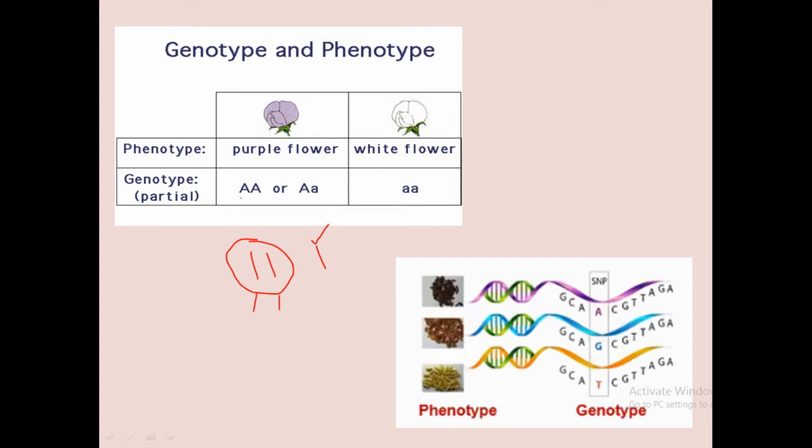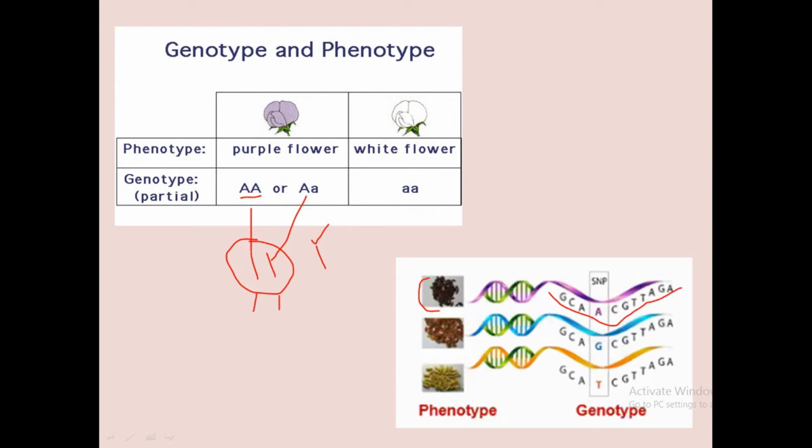But in genotype, there is capital A capital A in one of the flowers, and there is capital A small a in another flower. So we can see here there is a small nucleotide change. Here in this example, the gene is responsible for the color of the grains, and we can see there is a single nucleotide change. The total DNA is responsible for the grain color.